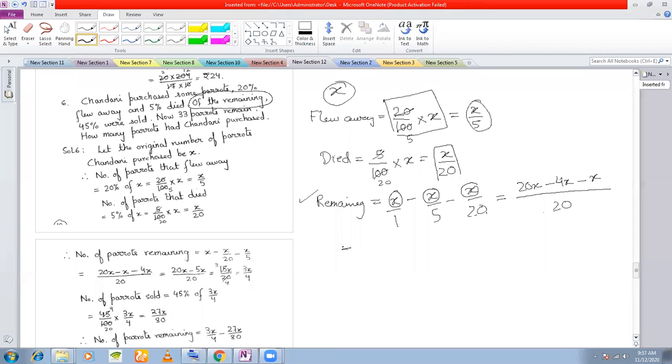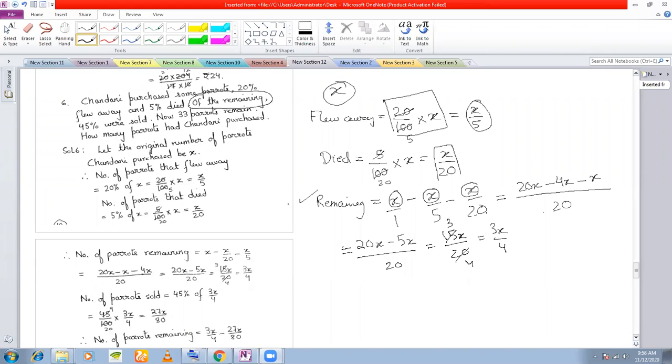So what do you get here? You get 20x minus 5x divided by 20. So you get 15x by 20. Okay, so this cancels here. You get 3x by 4. So how many parrots remaining? There are 3x by 4 number of parrots that remain. Okay. There are 3x by 4 number of parrots that remain.